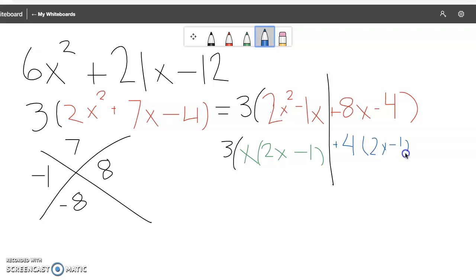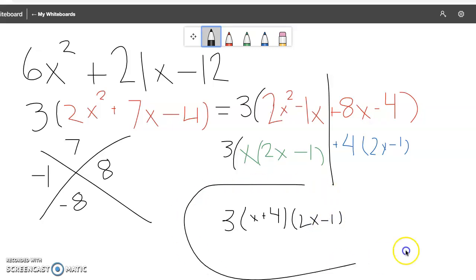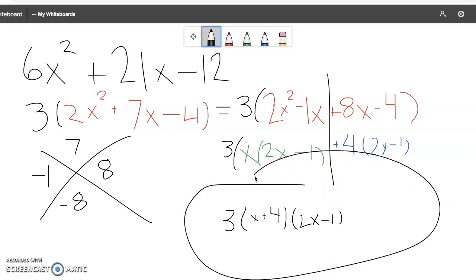And then for my final answer, I take the 3 that we factored out at the beginning. And then I rewrite in parentheses what we factored out from what was in red. X plus 4 goes together. And then my second set of parentheses is the matching pair of 2x minus 1. And this is what the entire factored expression final answer would look like.